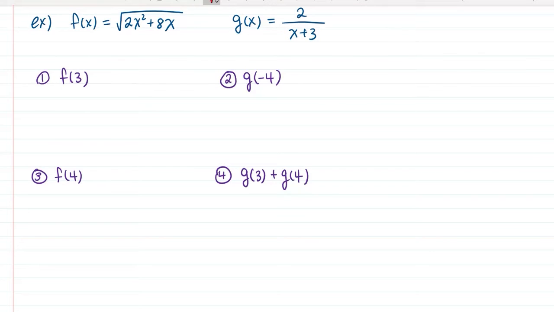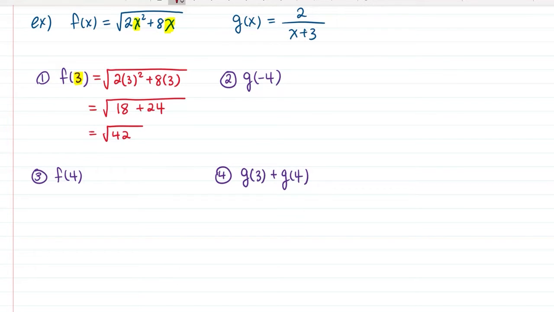Let's start with f of 3. We're replacing all the x with the 3. So these are the x values. That will be square root of 2 times 3 squared plus 8 times 3, square root of 2 times 9, that is 18, plus 24, that's square root of 42, and that cannot be reduced, so we'll leave it as that. That's the answer for f of 3.